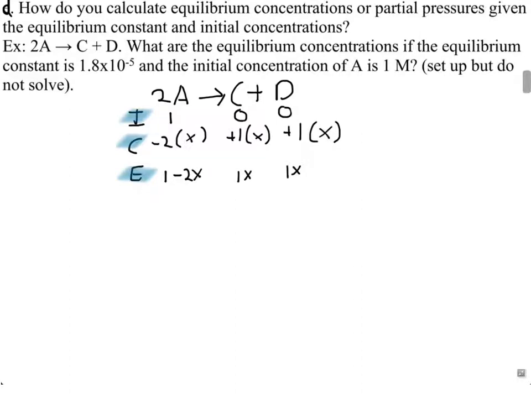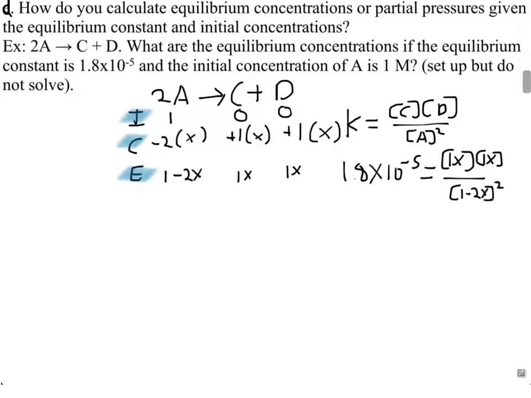So then to set up how to solve it, you write the equilibrium expression. So K equals products over reactants raised to their coefficients. And then you plug in your equilibrium line. So you have your equilibrium constant, which is given to you, and you have your equilibrium line x, x, and 1 minus 2x. Make sure that if there's a coefficient, it affects the x, and it also affects the power in that part of the equilibrium expression.